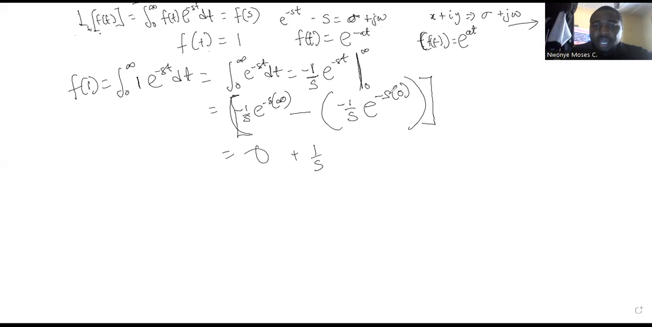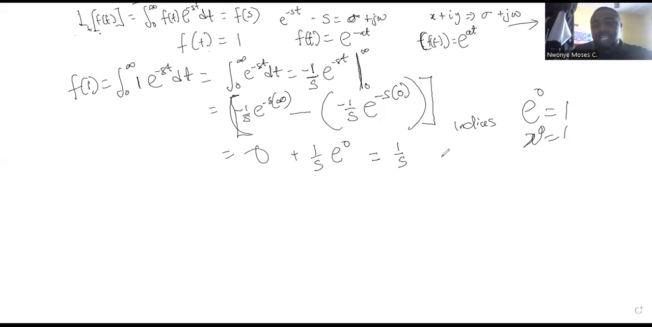Then here, I'm going to have exponential 0 multiplied by minus s, which is 0. Now, you remember from indices, anything raised to power 0 is equal to 1. Even x raised to power 0 is equal to 1. So here, definitely, we're going to have 1 all over s as the answer.